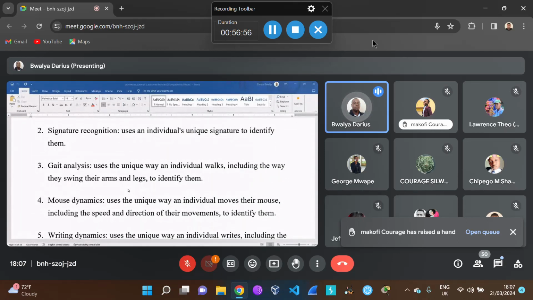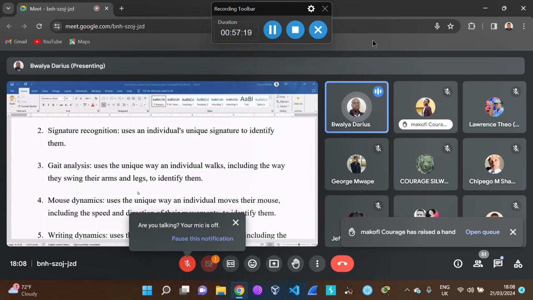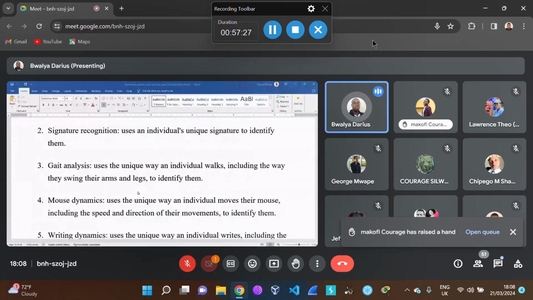So someone, after learning about how you walk for some time, the system gets to identify you. So it uses the way an individual walks, including the way they swing their arms and legs, to identify them. As others, when they are walking, they throw their arms here and there. In some places like China, you don't do that. Otherwise, you may be consuming space for others. You might be intruding on others' spaces, because it is so populous, and even in India.